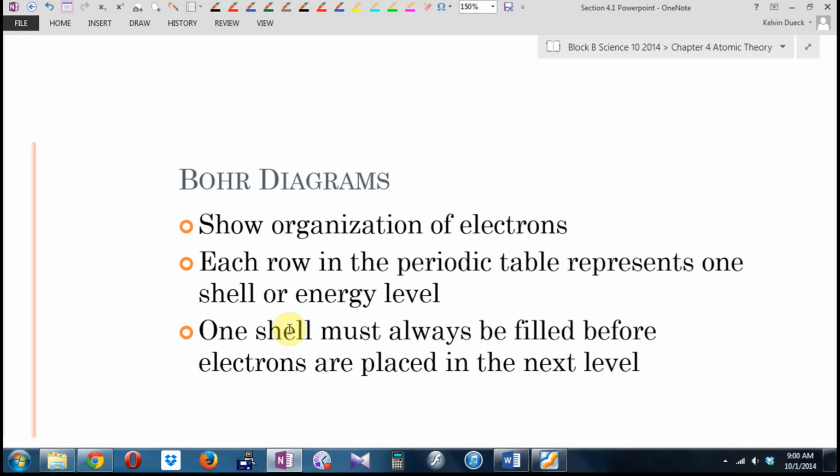But a Bohr diagram shows the organization of the electrons. It shows how many are in each shell for a particular element. Remember, each row in your periodic table represents one shell or one energy level. And you always have to fill each shell before you go on to the next one. So in the first row, never put only one electron. If you're planning on moving on, you have to put 2 before you can fill it up and move to the next row.